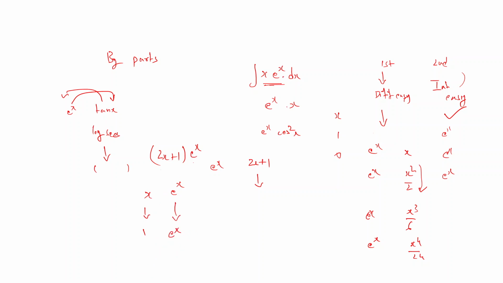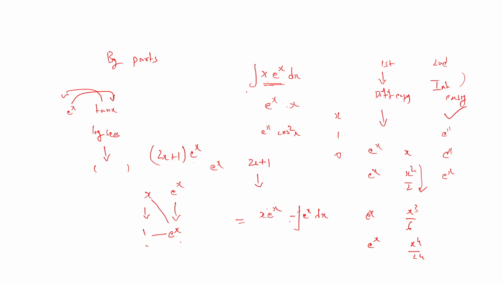Integration by parts tells us that this thing, x into e power x, minus the integral of this 1 into e power x. Understood? So basically what you have done is taken two functions, called them the first function and second function. First function you differentiated, second function you integrated. Then what is the result? The integral of this thing is first function into second function minus integral of derivative of first function into integral of second function. Understood, no?